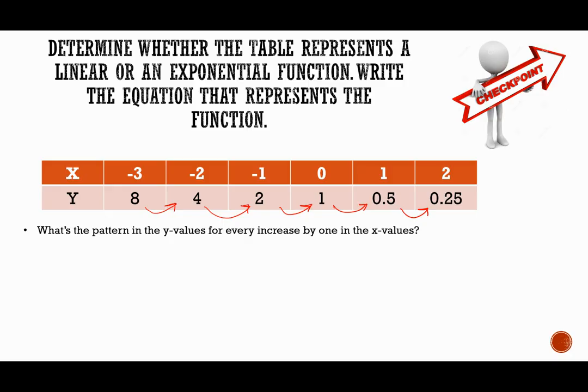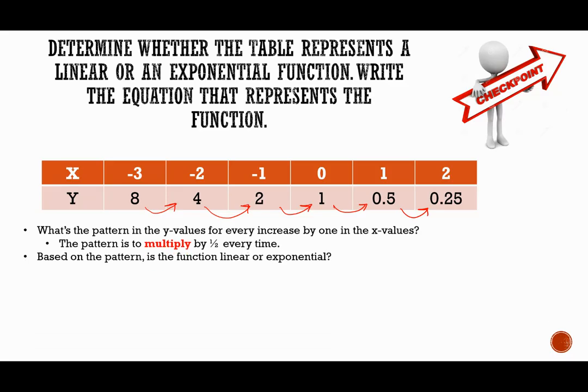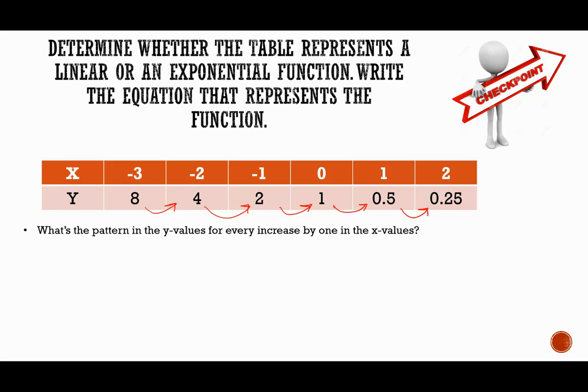Okay, so what I want to do is determine that common ratio. So I take a y value, let's say I choose 4, and I want to divide it by my previous y value, 8. What does that give me? 0.5 or 1/2, however you choose to write it.